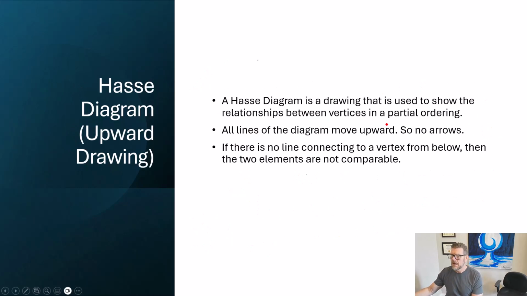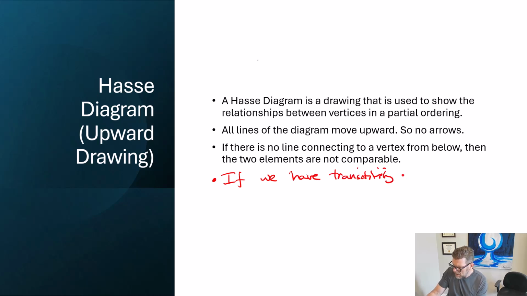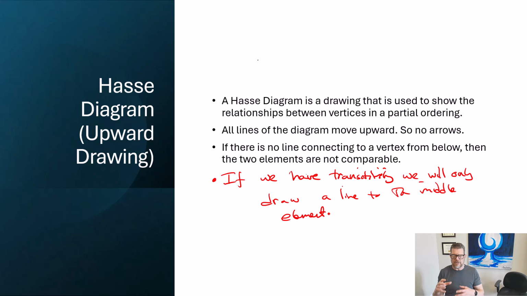Let's now look at something called a Hasse diagram. This is an upward drawing, and it's a way of drawing partial orderings. First, all the lines of the diagram we're going to move upward, so we're going to get no arrows. If there is no line connecting to a vertex from below, then the two elements are not comparable. And I should actually add one more thing, that if we have transitivity, so if we have 3 transitive elements, we will only draw a line to the middle element. This allows us to preserve that upward movement of the upward drawing, the Hasse diagram.